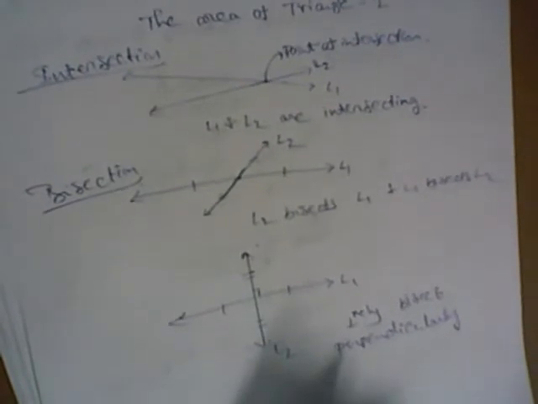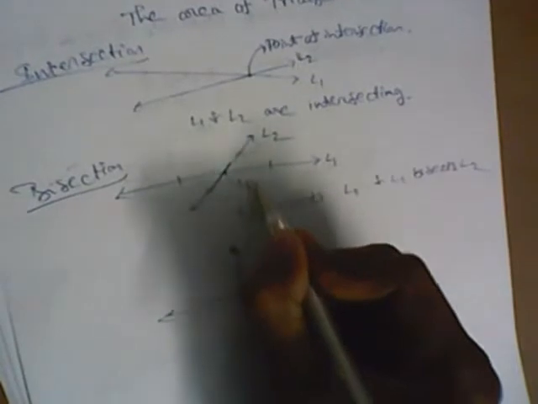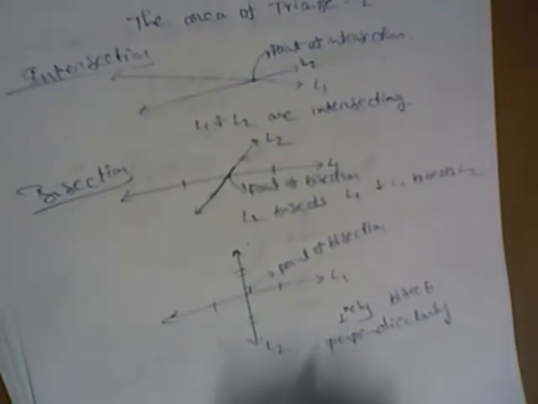In intersection, two lines meet at one point. That point is nothing but the point of intersection. And coming to bisection, bisection is nothing but intersection into two equal parts. So that point is nothing but the point of bisection. Here it is also called point of bisection. This is the concept of intersection and bisection.